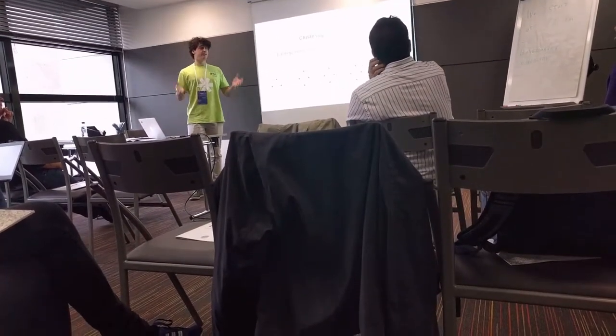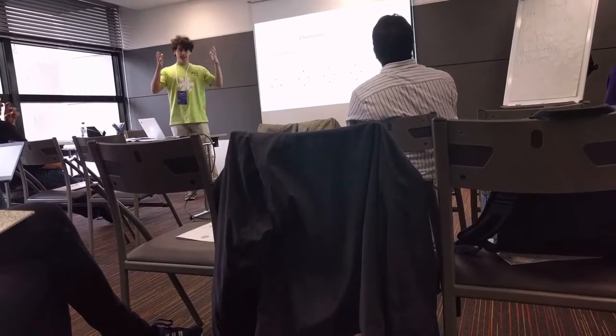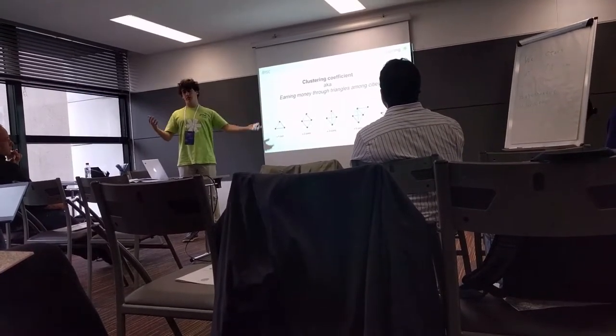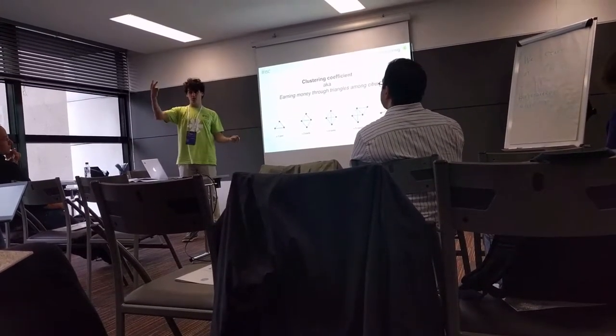The clustering coefficient. Now I will explain the money. At the beginning of the game, you have six coins, and you can decide to construct a commercial route that costs you two coins.